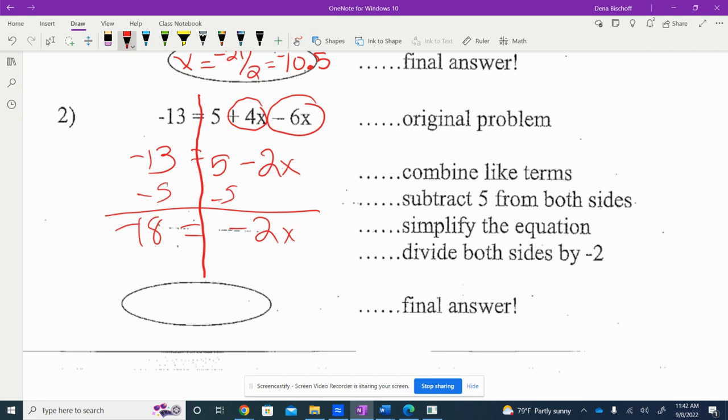Divide both sides by negative 2. A negative divided by a negative is a positive, so x equals 9. X equals 9. Sir, I'm finished with my menus. Okay, I'll check it in a second.